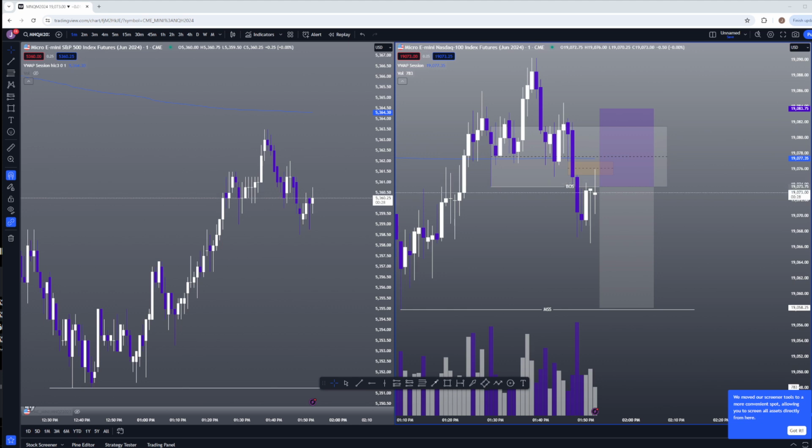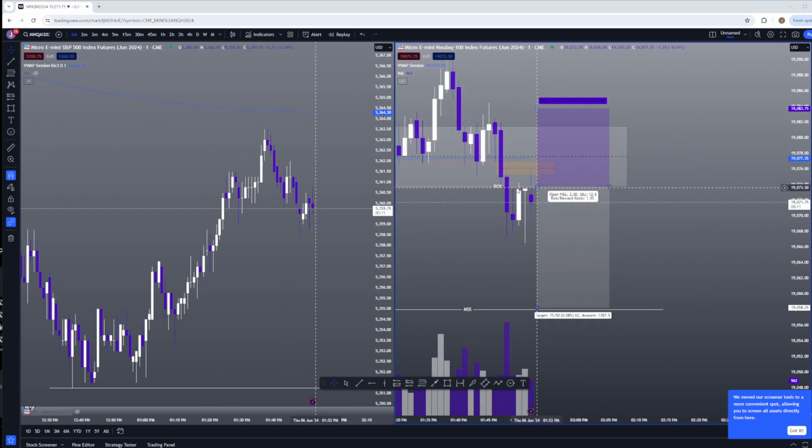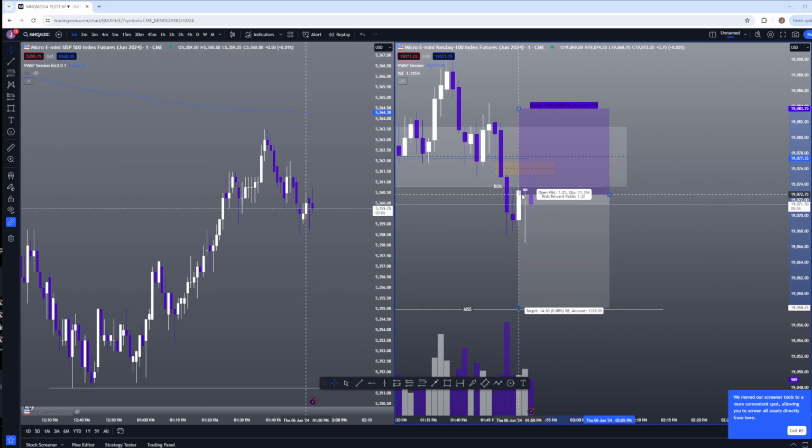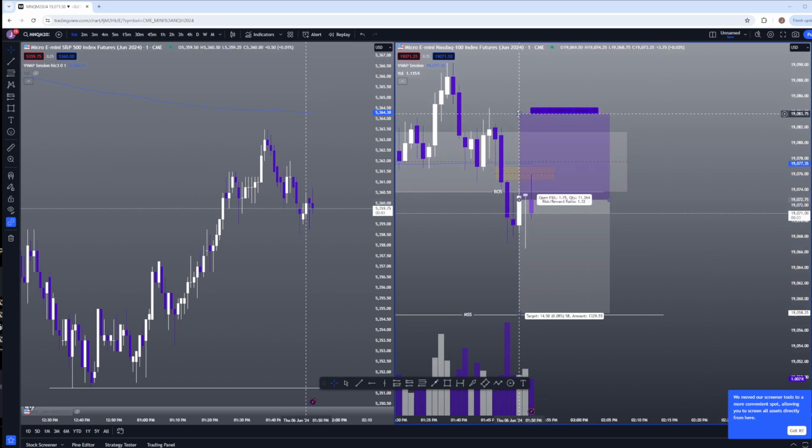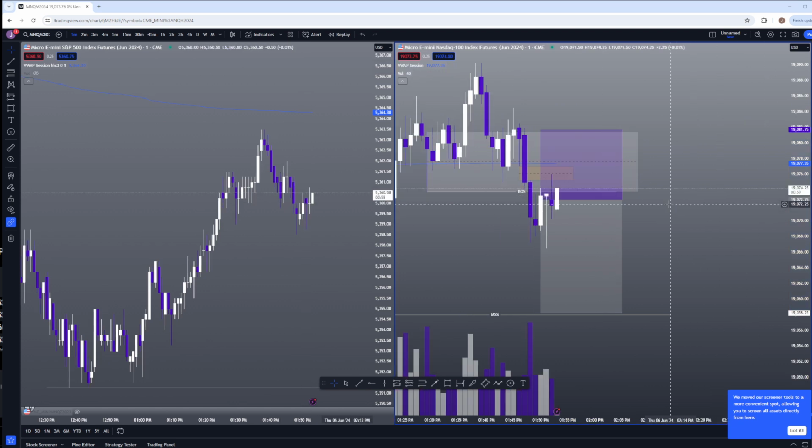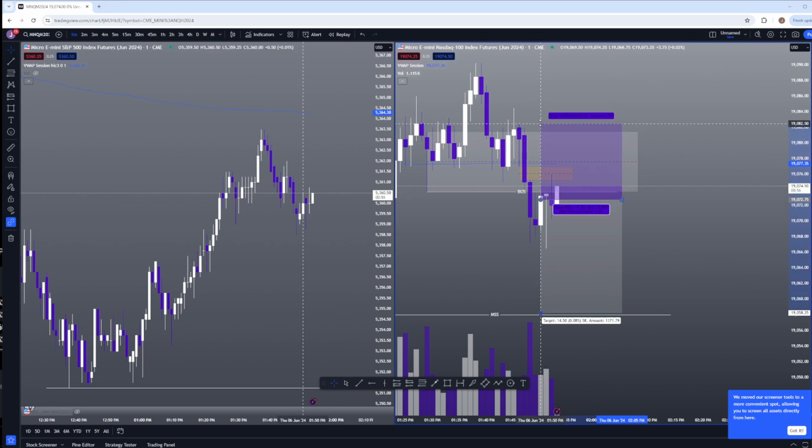Alright, I'm going to get a short entry in half a lot. Half a lot here. Short entry. Just got in. Entry at 1972.75. Going to keep a stop above the breaker. Probably like, all right, 36 tick stop. I'll keep it a little bit higher. 40 tick stop. 1982.75.